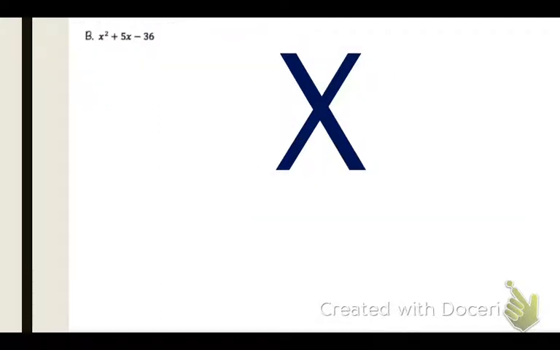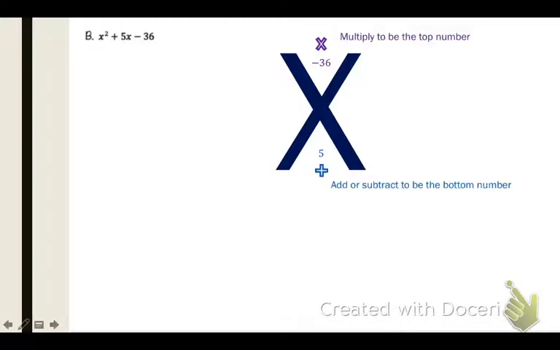Okay? Another example. So we have negative 36 as the top number because the last number is the top number. The constant is our top number and the sign stays with it. We have 5 as our bottom number. Okay? Remember, you have to multiply to be the top number, add to be the bottom number. So we need to find factors of 36 that will add or subtract to be 5.